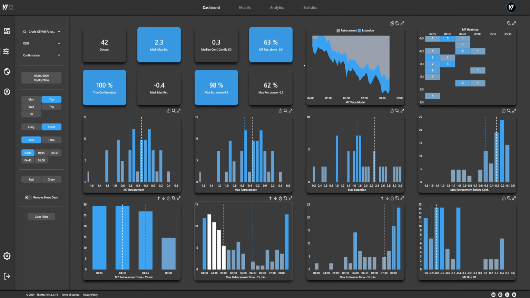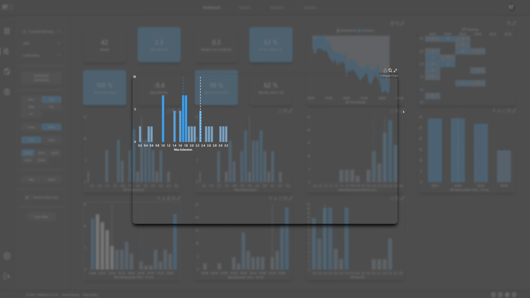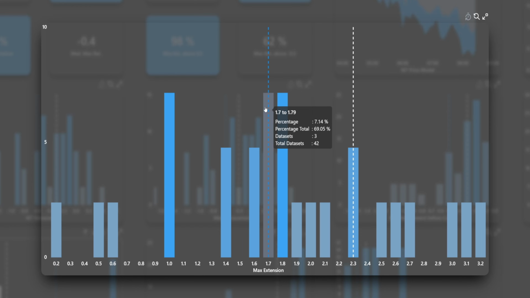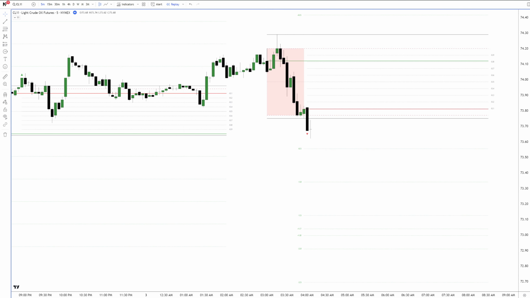Now the only thing that's left for a possible time and price trade is a high probability target. One standard deviation has been reached 85.7% of the time. Let's go with the 1.7 to 1.8 standard deviation level that has been reached 69% historically. Going back and applying everything to the chart, it would be looking like this right here.